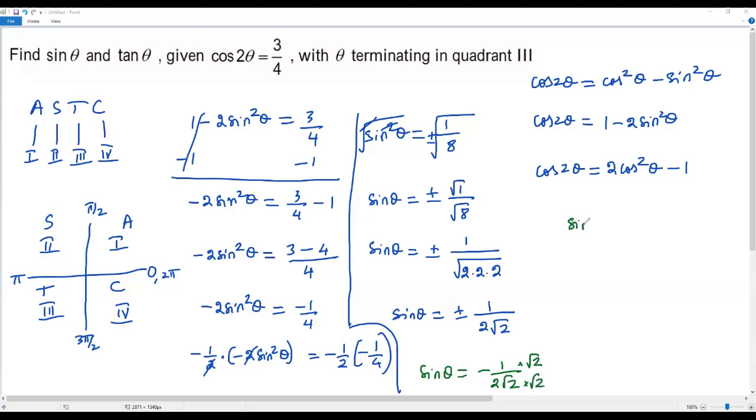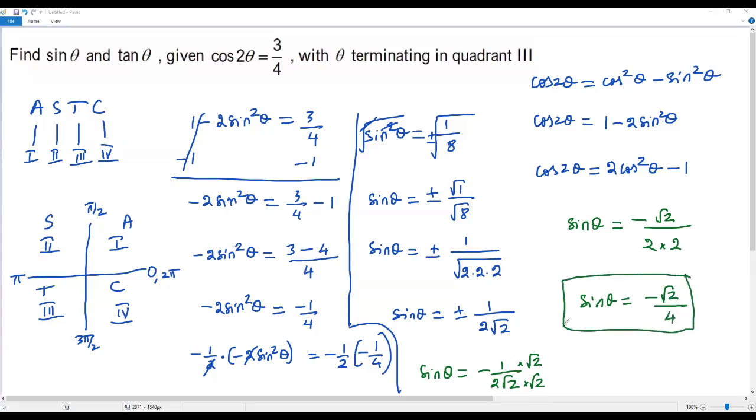Then I'm getting sine theta is equal to negative 1 times square root of 2, which is negative square root of 2 over 2 times... When I multiply the square root of 2 and square root of 2, it will just become 2. So sine theta equals negative square root of 2 over 4. So now I got the value of sine theta, that is equal to negative square root of 2 over 4.